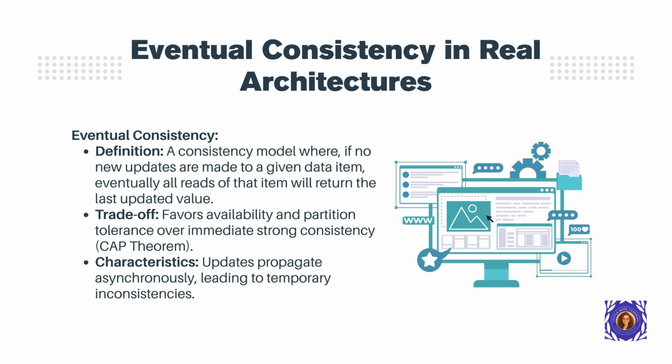The key characteristic of eventual consistency is that updates propagate asynchronously throughout the system. This implies that immediately after a write operation is confirmed, a subsequent read operation performed on a different replica might temporarily return an older version of the data. However, over time, as updates propagate across the network, all replicas will eventually become consistent and reflect the latest changes.